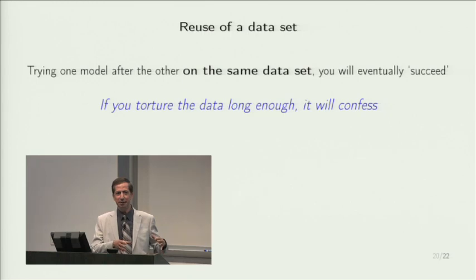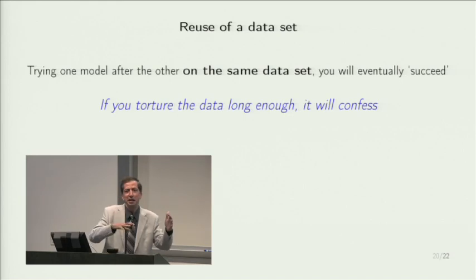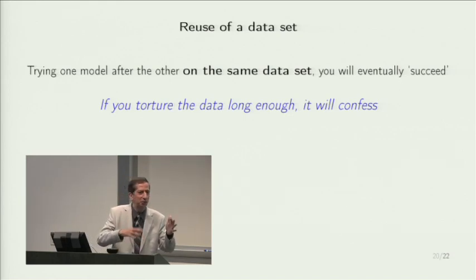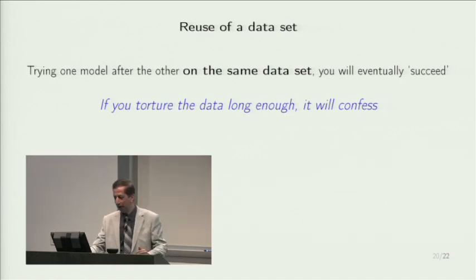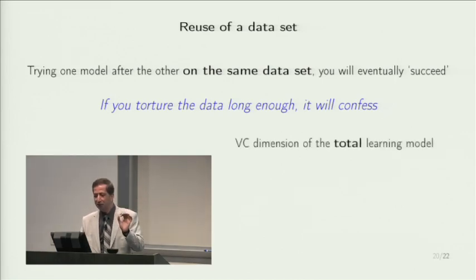I used neural networks and it didn't work, okay? And then I used support vector machine with this and that. Guess what is the final model you used in order to learn? The union of all of the above, okay? It's just that some of them happen to be rejected by the learning algorithm. That's fine. But this is the resource you had, okay? So you think of the VC dimension, and the VC dimension is of the total learning model, okay?